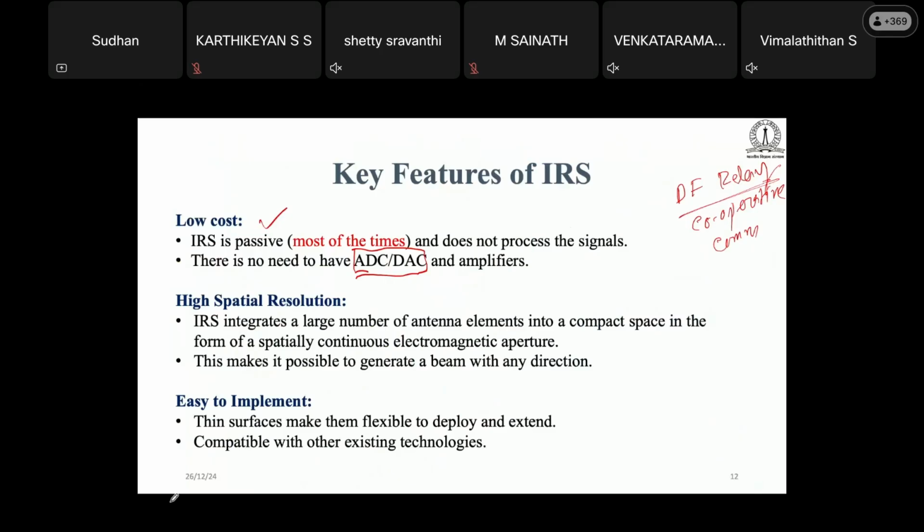So, high spatial resolution. It's a large number of antenna elements, right? So they are in a compact space. So it is a spatially continuous electromagnetic aperture. So it's a resolution. This is another one. They are highly regulated, because this one will give one direction, this one will give another direction. So that creates another advantage, and easy implementation, because designing this 3-layer IRS is very, very easy.